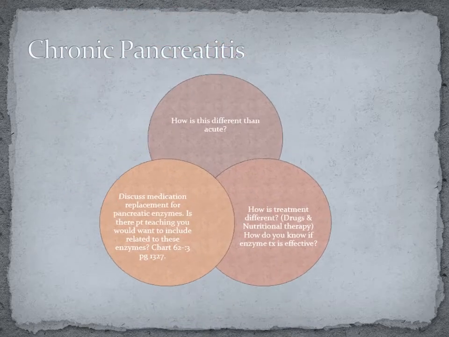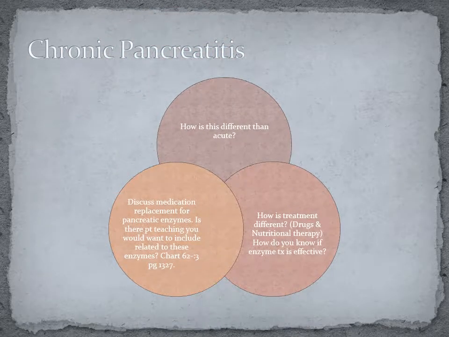We're going to talk a little bit about chronic pancreatitis. Think about this. How is it different than the acute? How's the treatment going to be different? How do you know if enzyme treatment is effective? You want to be able to discuss medication replacement for pancreatic enzymes. Know the patient teaching that you're going to want to include related to these enzymes. So I want you to review chart 62-3 on page 1327 of your textbook for this information.